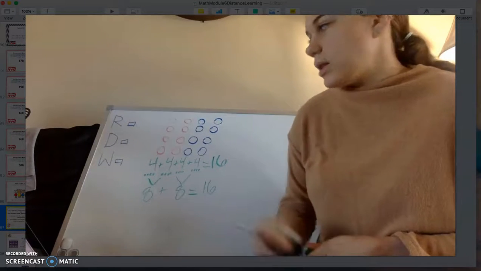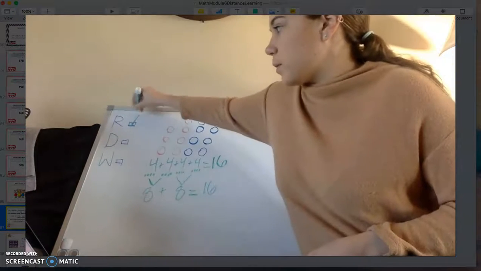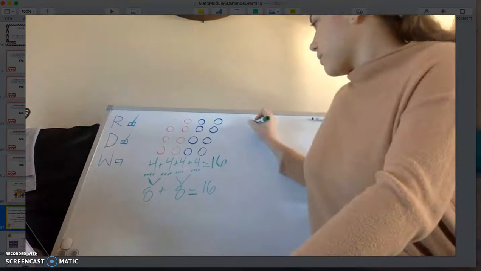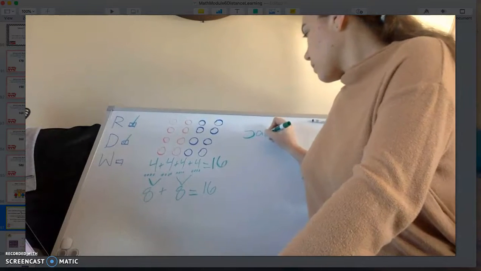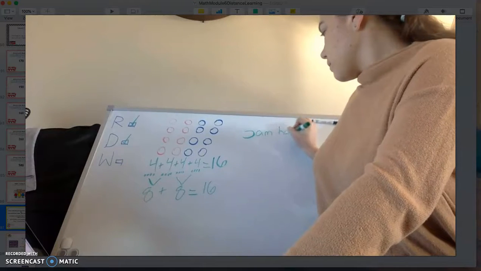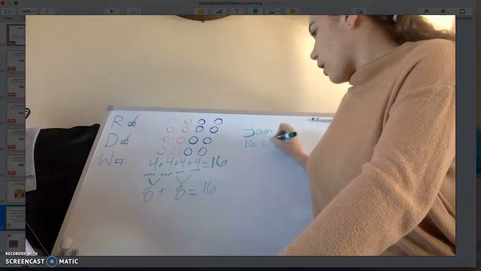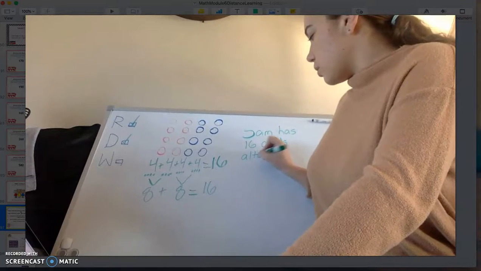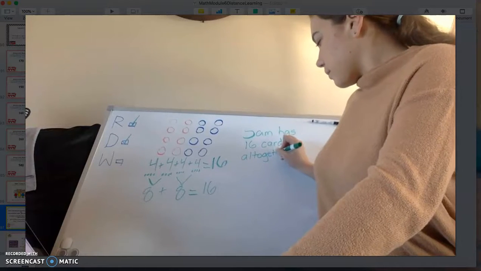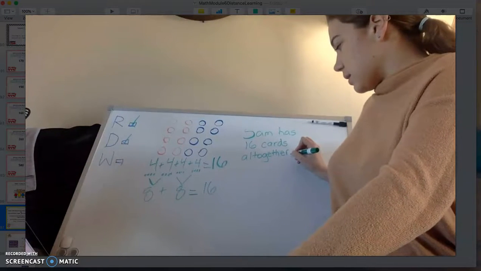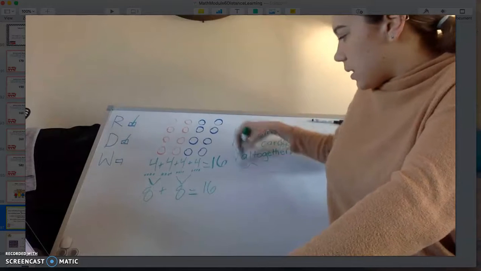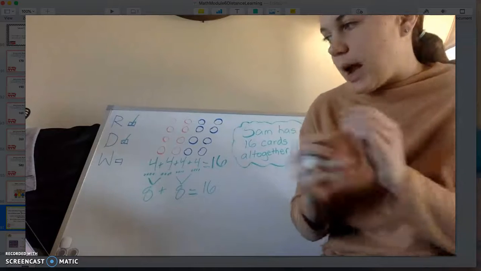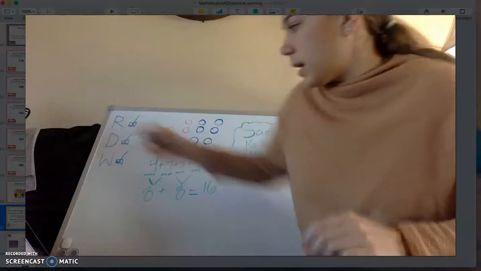So we read our problem, we drew our picture, now we have to write our sentence. So we're going to say, Sam has 16 cards all together. What was at the end of your sentence? Go to period, put it in the cloud. So we answered our application problem, so we did our writing as well.